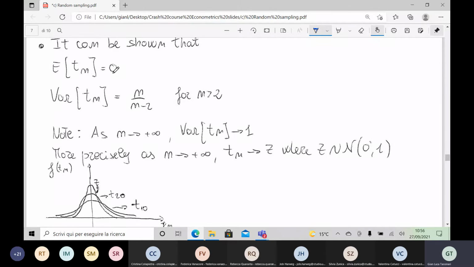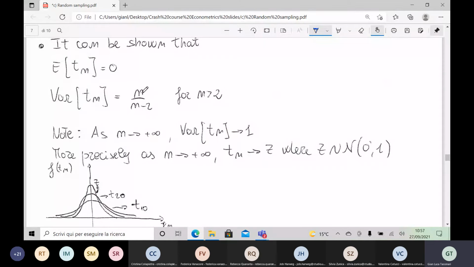Look at the variance. You have n over n minus 2. So in general, the numerator is bigger than the denominator, you see. So this ratio is bigger than 1. But as n increases, this ratio tends to decrease from above, tends to 1 plus if you want to be precise. So what I'm saying is that the variability around 0 of a student's t is bigger than the variability around 0 of a zeta random variable.